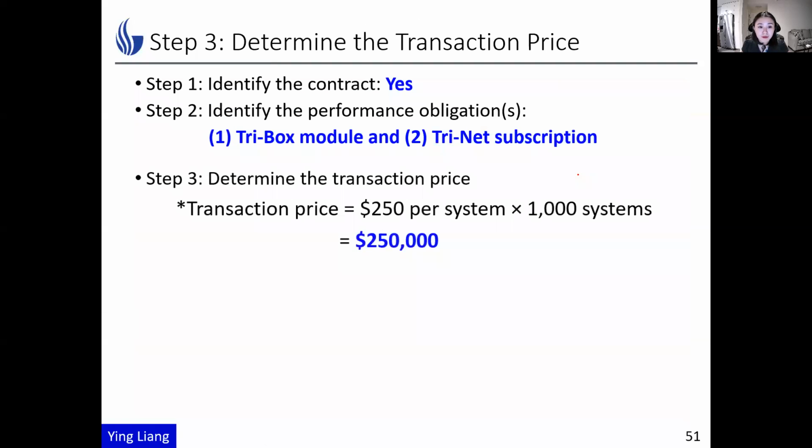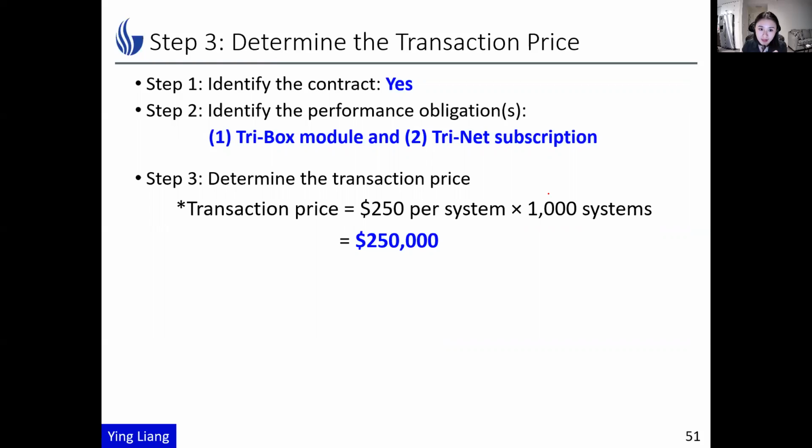So following the steps, number 1, yes, it's a contract on January the 1st when we deliver the system. And number 2, identify performance obligations. We talked about this. They are distinct products, so it constitutes 2 performance obligations. And then number 3, the transaction price in total. There's nothing complicated here. It's a fixed price, $250 per system, and the customer ordered 1,000 systems. So the total price is $250,000.